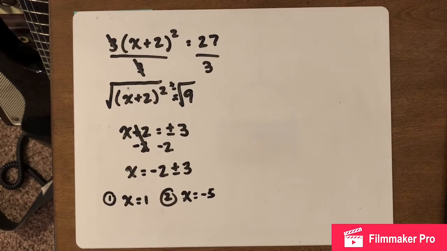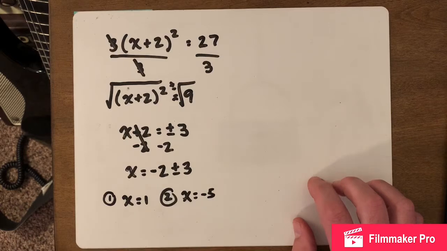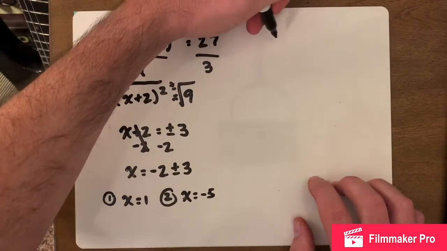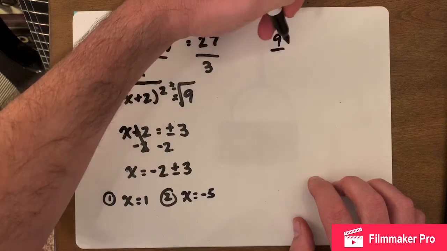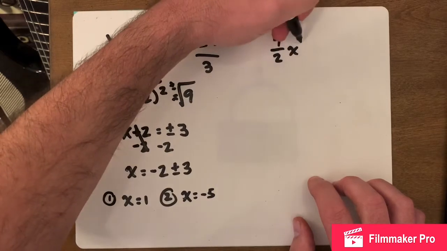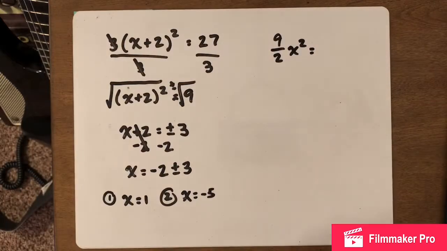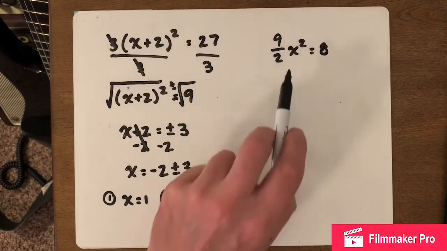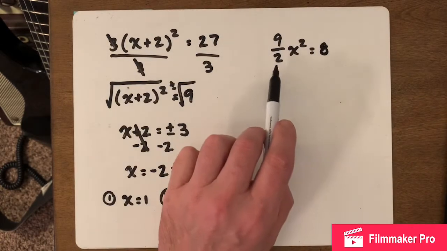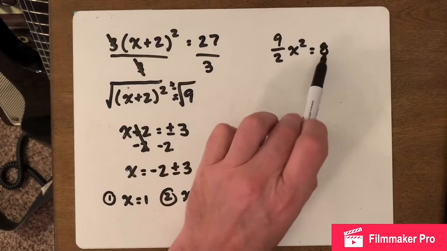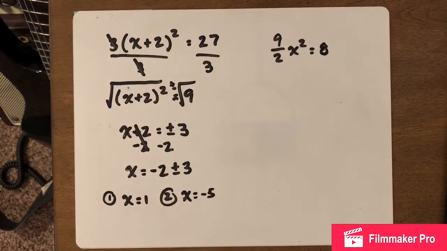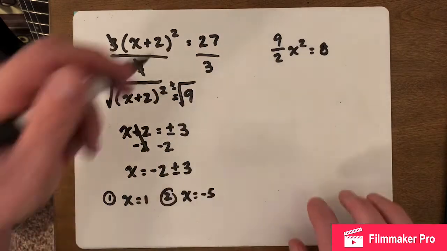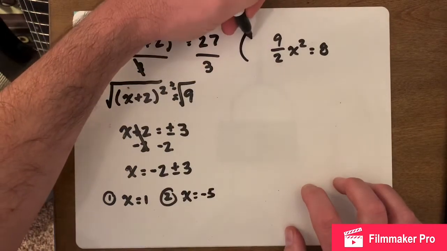All right. How can this get more complicated? Well, it can get a little bit more complicated. Let's suppose that we have one like this. Let's do 9 over 2 times x squared equals, and let's just say that's equal to 8. Okay, 9 halves x squared is equal to 8. There's a couple ways you could do this. You could multiply both sides by 2 and then maybe divide by 9. What I like to do is just get rid of the whole fraction. And the way you do that is you multiply by the reciprocal.